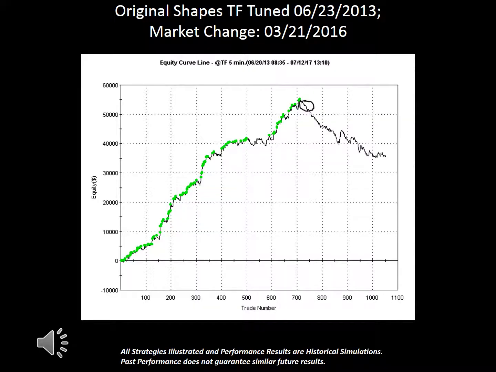This is a review. I tuned the original Shapes on the Russell on June the 23rd of 2013. Haven't changed that tune, just to show you that the market changed personality, as far as I can see, on March 21st of 2016. That's when that equity line got broken, and that's where the switcher would have had you get off the system at about $53,000. It's currently at about $36,000, so that's the way you avoid drawdown, using the switcher or trend lines on equity curves.